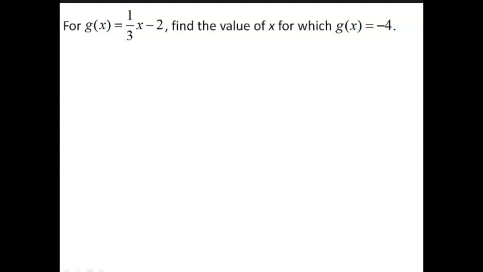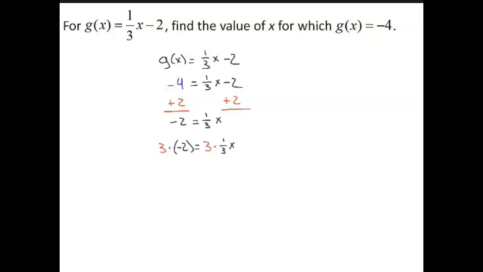For g of x equals 1/3 x minus 2, find the value of x for which g of x equals negative 4. First you want to write the equation. Then substitute negative 4 for g of x, and solve for x. To solve for x, you first want to add 2 to each side of the equation, which gives negative 2 equals 1/3 x. Next you want to multiply each side of the equation by 3, which simplifies to negative 6 equals x. So when x equals negative 6, g of x equals negative 4.